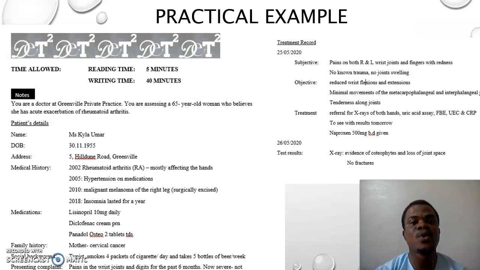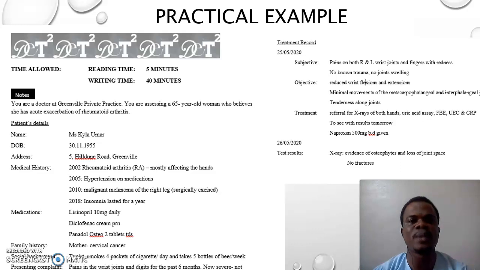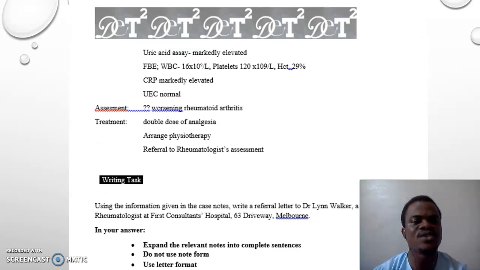Now, let's go practical. This is a case note of Miss Kyla Uma, and from the case note, you are a doctor at Greenville Private Practice, and you are assessing a 65-year-old woman who believes she has acute exacerbation of rheumatoid arthritis. Anyway, when a case note is given to you, this is not the first thing that you are supposed to do. The first thing you are supposed to do is to first go down to the writing task.